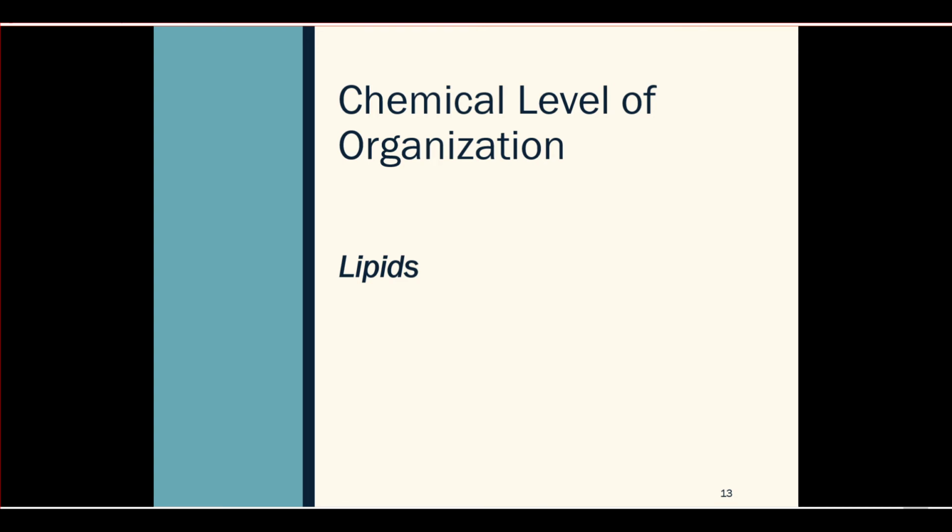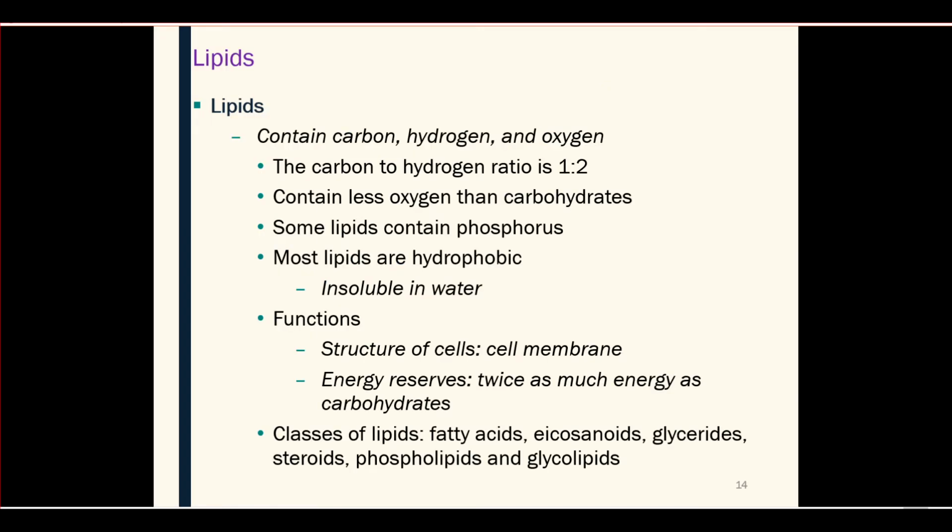In this lesson, we'll continue our discussion of the four important biomolecules by taking a look at lipids. Like carbohydrates, lipids contain carbon, hydrogen, and oxygen. If you remember, carbohydrates had, for every one carbon, two hydrogens and one oxygen. That's not the case here. Lipids don't have quite as much oxygen as carbohydrates, so they contain less oxygen, and the ratio of carbon to hydrogen is 1 to 2. For every one carbon, there are two hydrogens, and I'll show you that on some diagrams.